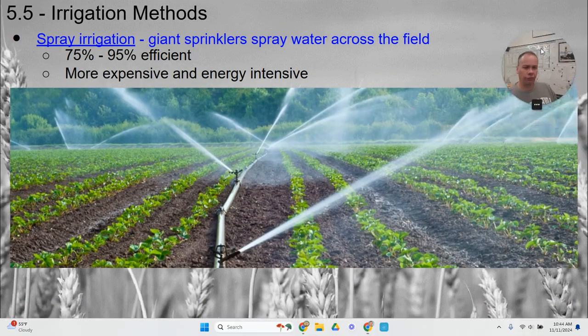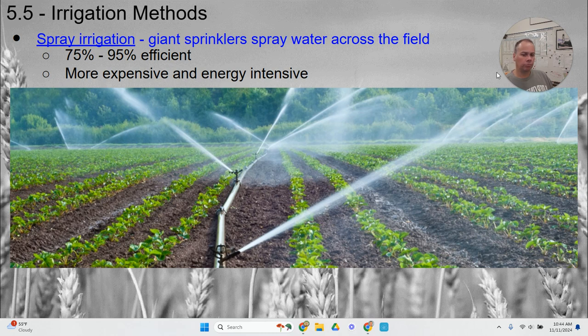Spray irrigation is another form of irrigation. These are basically giant sprinklers. Sometimes they're on an arm that rotates around or rotates linearly along the field. Sometimes they're fixed and spray in a circular pattern. These are energy intensive. They're more expensive than some of the other forms of irrigation we talked about, but they're pretty efficient, about 75 to 95% efficient. And so these sprays are often used in pastures, areas where you have a large area of land where crops aren't necessarily growing in neat rows. Then spray irrigation is often used in those situations.